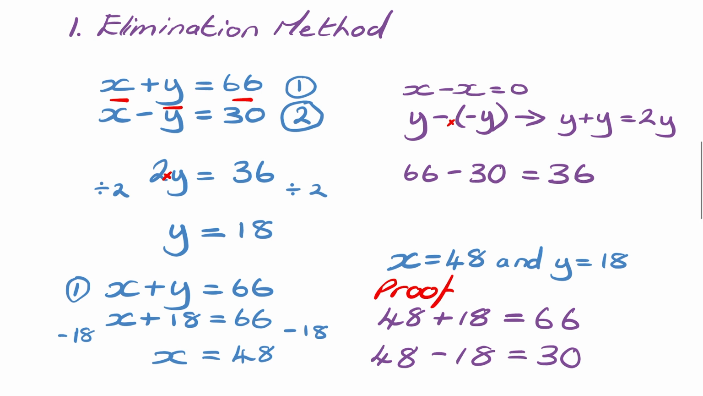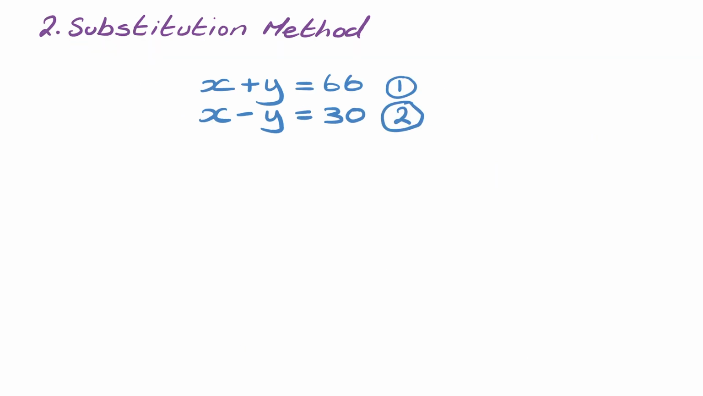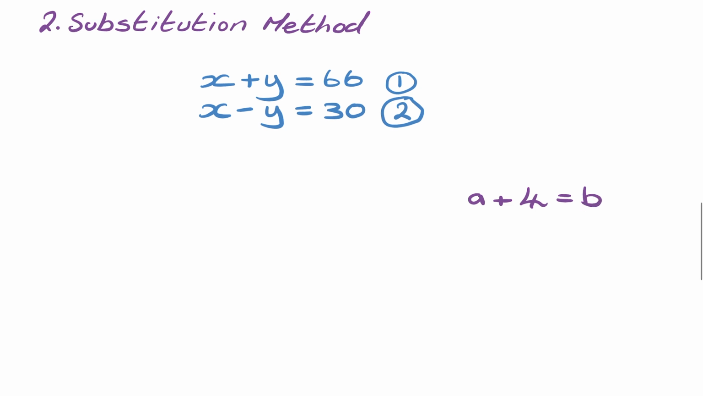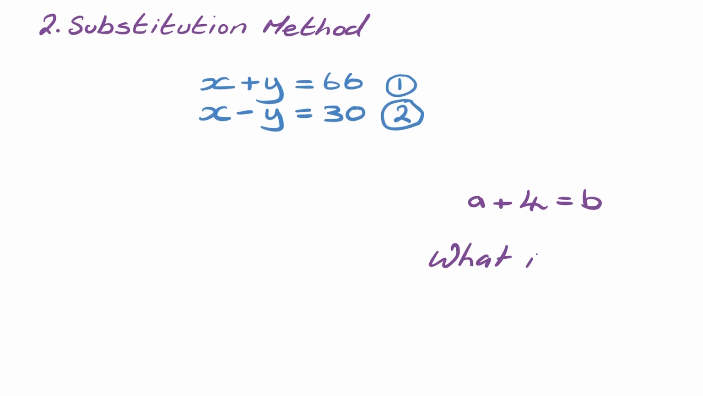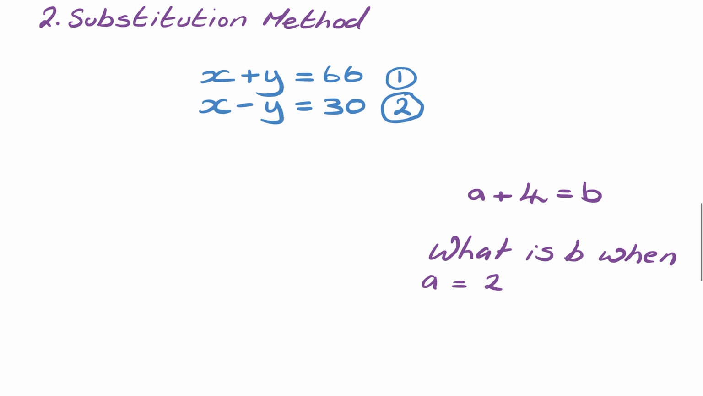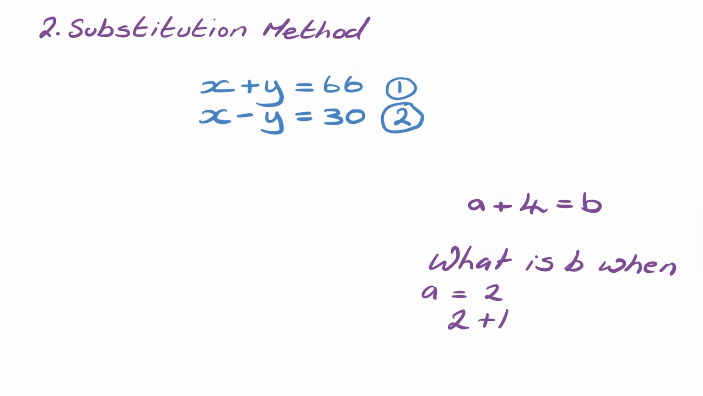Now let's move on to the second method. With the substitution method, if you've ever done an algebra calculation such as a plus 4 equals b, and you might have a question that says, what is b when a equals 2? Here, all you're going to do is substitute a for 2. So you would have 2 plus 4 equals b, and therefore b equals 6. That is substituting. You are taking a value and replacing it for the letter. And this is exactly the same technique.